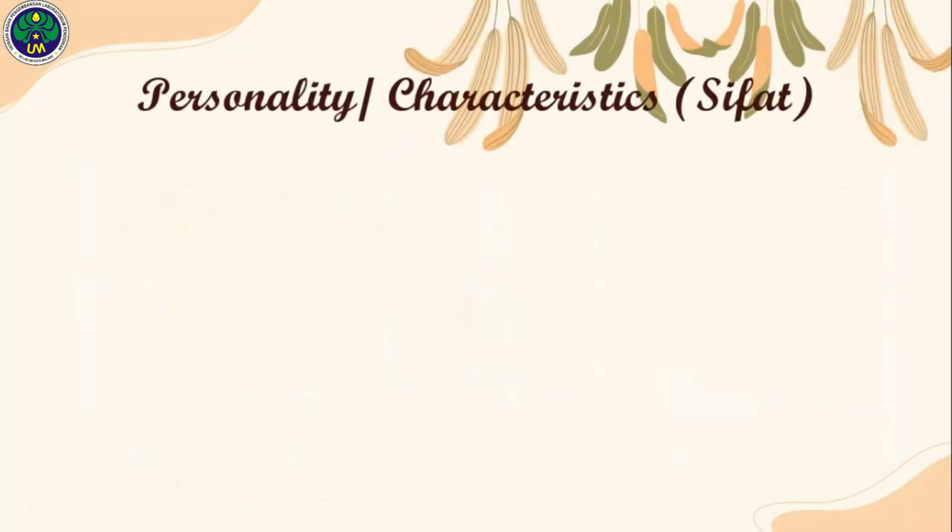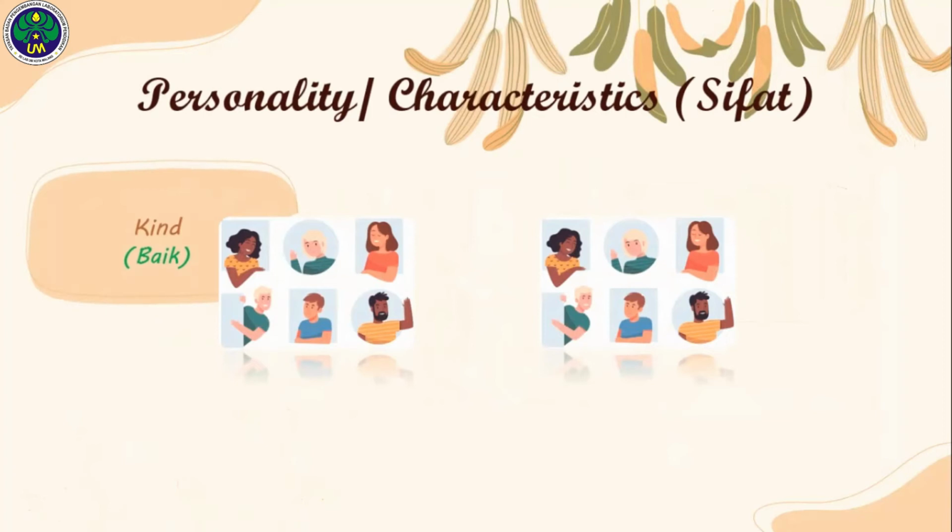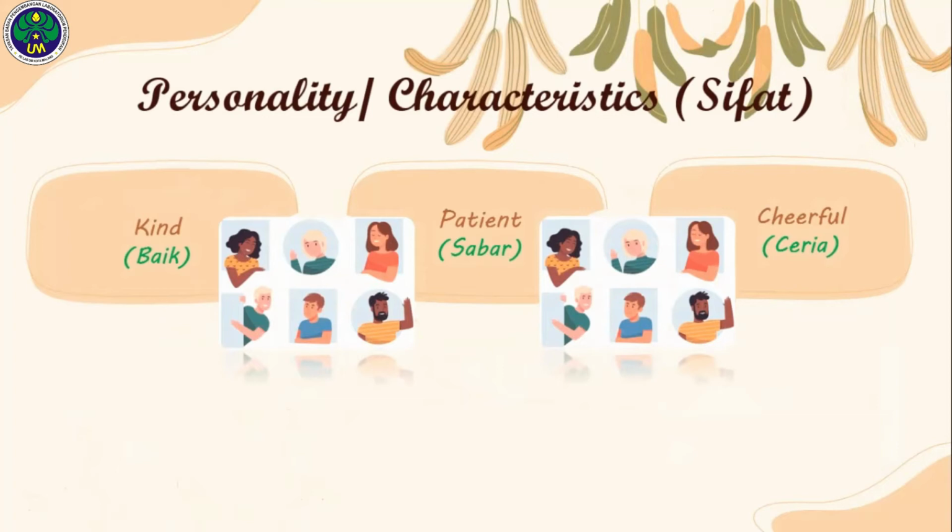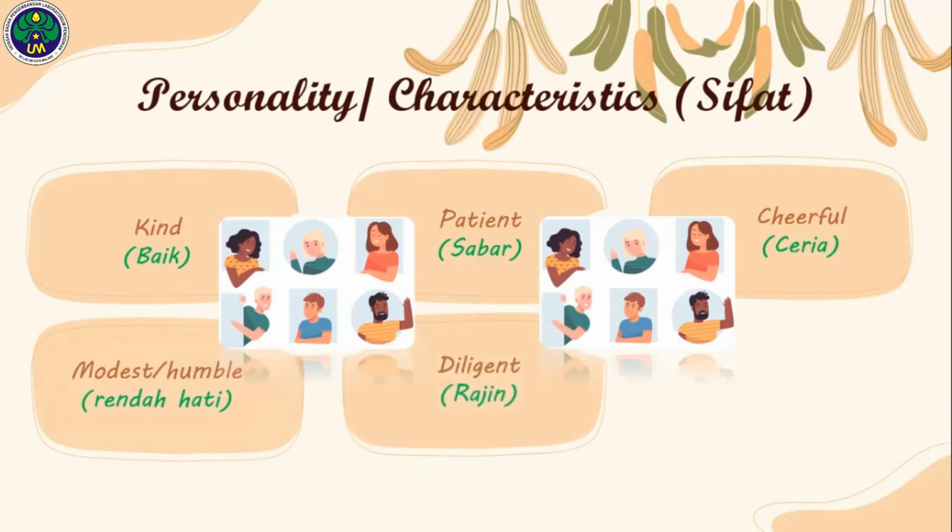The next is about personality or characteristics. Jadi ini tentang sifat. Jadi semua manusia itu punya sifat. For example, kind, baik. And then patient, sabar, tidak pernah marah. And then cheerful, ceria, suka tersenyum, riang, gembira. And then modest or humble, rendah hati. And then diligent or rajin, rajin dalam segala hal. And then generous, murah hati atau dermawan atau suka memberi, suka menolong orang lain. This is just an example of personality or characteristics. Masih banyak lagi sifat-sifat yang lainnya seperti friendly, ramah, dan lain sebagainya.